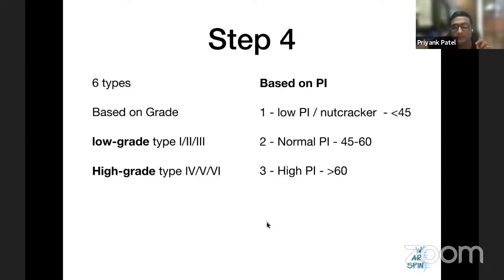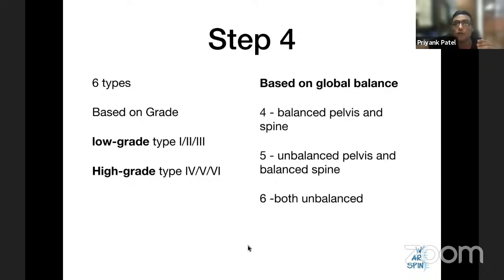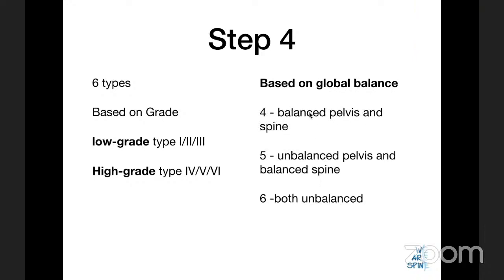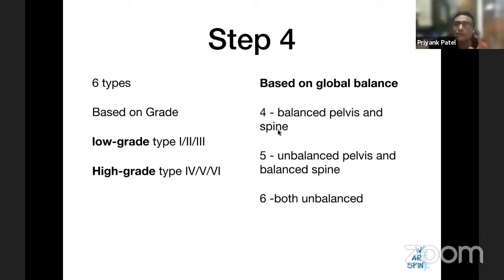I'm going to show you pictures eventually. Types 4, 5, 6 are based upon the global balance. In type 4, you have a balanced pelvis and a balanced spine. Whereas in type 5, you've got an unbalanced pelvis and a balanced spine. And in type 6, you have both unbalanced. So again, don't get jittery by this. Just go step by step and you'll reach this conclusion.